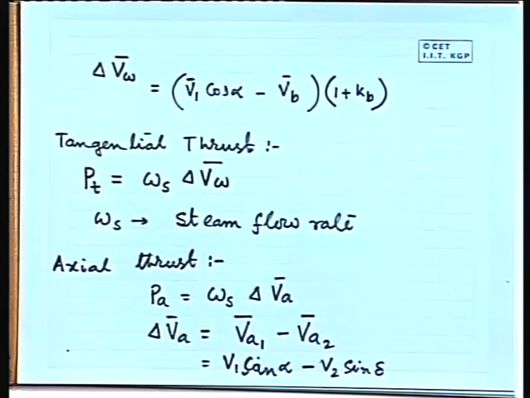Now, axial thrust does not do the useful work, rather it is not desirable to have a very large axial thrust, though we cannot avoid it. There will be some amount of axial thrust, and that is taken care of by thrust bearing, by bearings in a turbine shaft. So, this is the axial thrust. So, tangential and axial thrust we could determine.